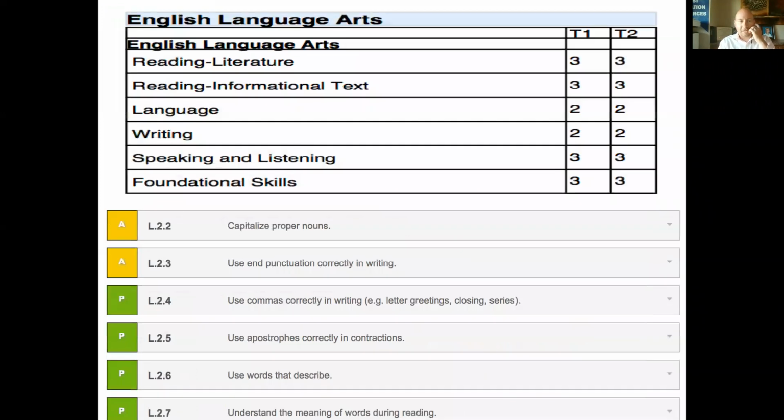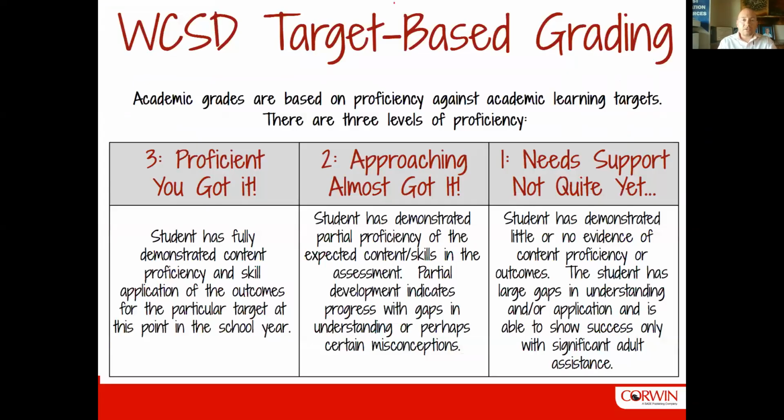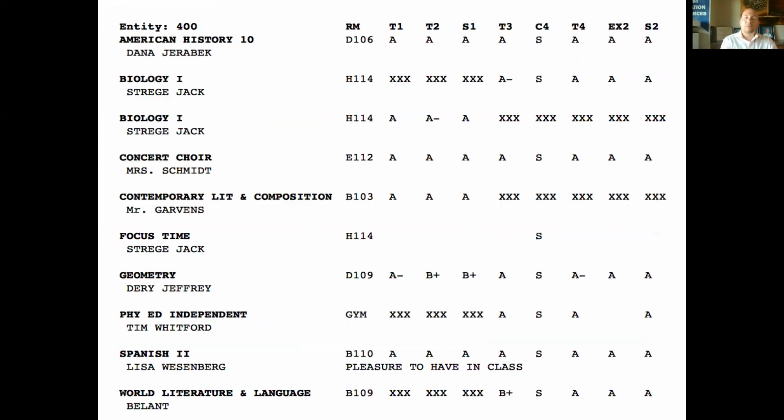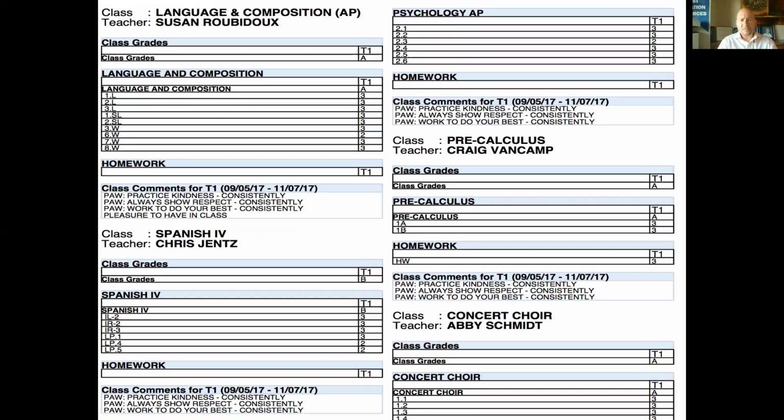Again, seeing a 2 on language, I can see where his struggles were. At the middle school and high school level, here's what our report cards previously looked like prior to implementing a target-based system. And here's what a progress report looks like now. You can see proficiency scores for each one of those targets, and then you can still see an overall grade.